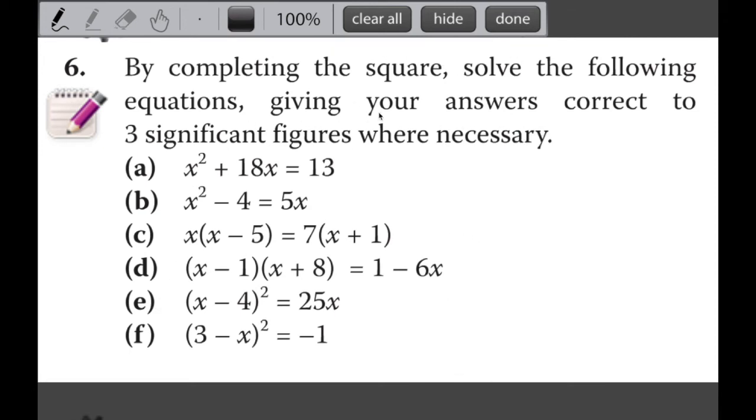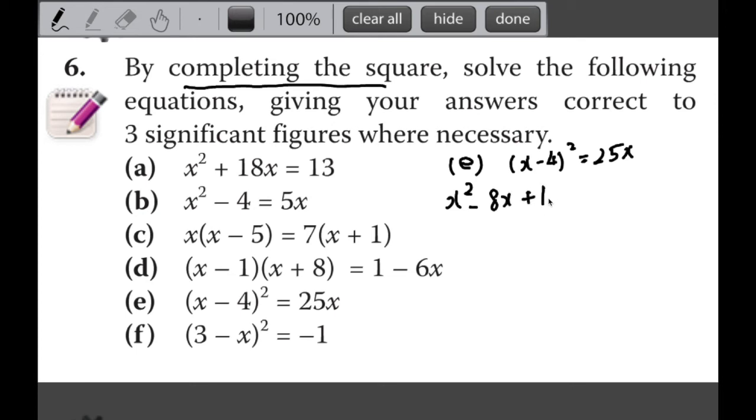Let's do part E. x minus 4 squared equals to 25x. Please do not square root at this step because 25x, there's no way you can square root this. Okay, you don't know what is square root x. You're going to make it more complicated. Besides, we are supposed to complete the square. So as usual, we want to make it look like part A. So let's expand everything first. a minus b squared is a squared minus 2ab plus b squared, equals to 25x.